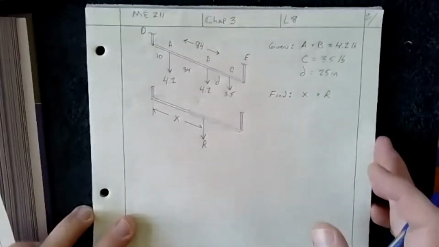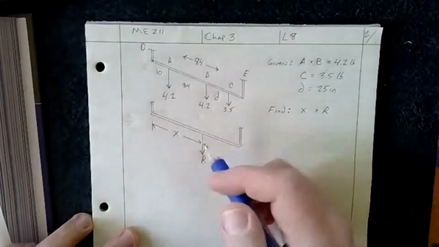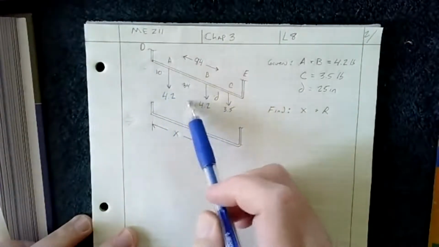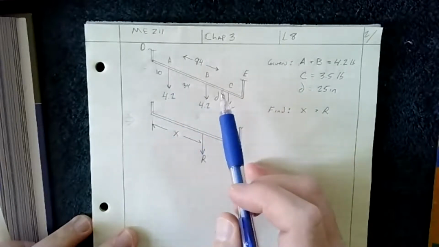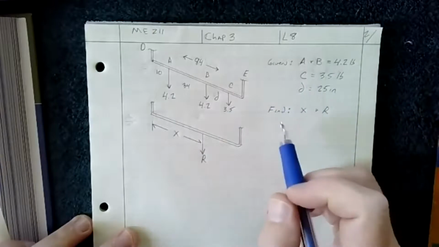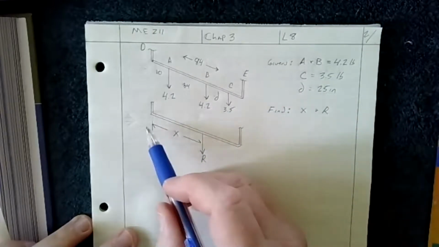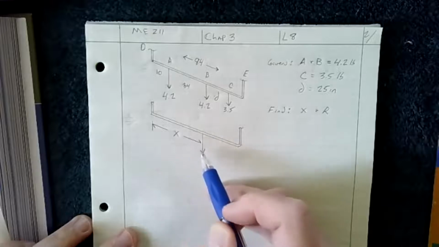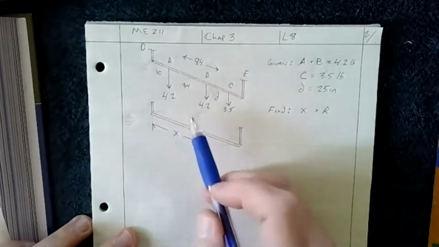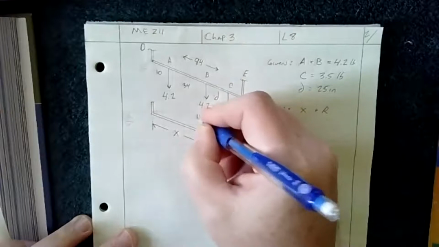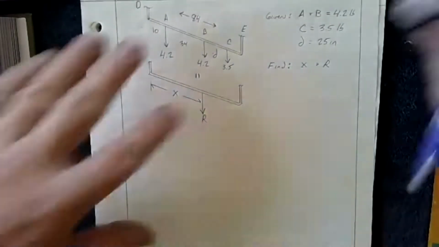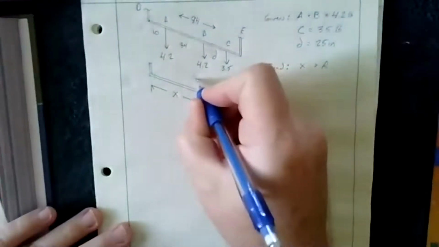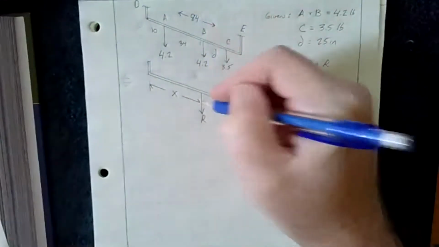So here we have our diagram. This is what we started with, 4.2, 4.2, 3.5 at the respective A, B, C locations. We have our given, and we know what our find is. So really what we're trying to do is find this distance and that magnitude, and so effectively these two would be equal.